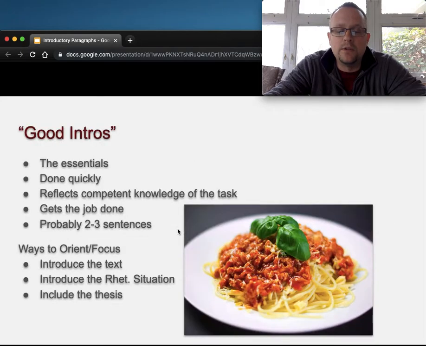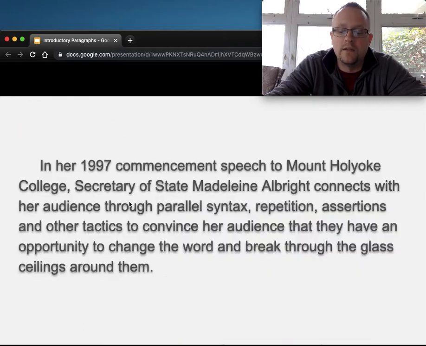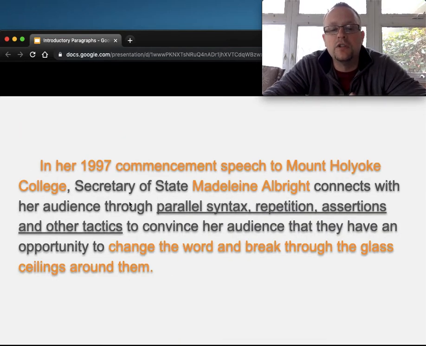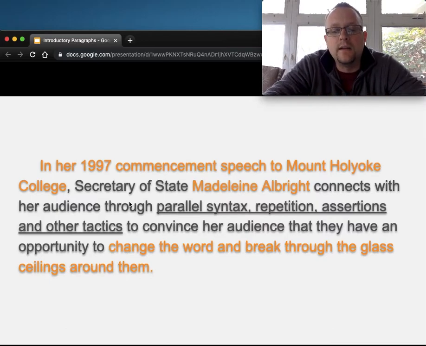So when it comes to this idea of orient, introduce the text, the rhetorical situation, what's going on so far as the content of the speech is, we know that they recognize this idea about changing, not the word, typo there, change the world, and break through the glass ceilings that are around them. The rhetorical situation element being introduced here, we have the speaker, we have the audience, we know the context of what's going on, but really this recognition of changing the world, not the word, is probably the best part of that overall thesis.